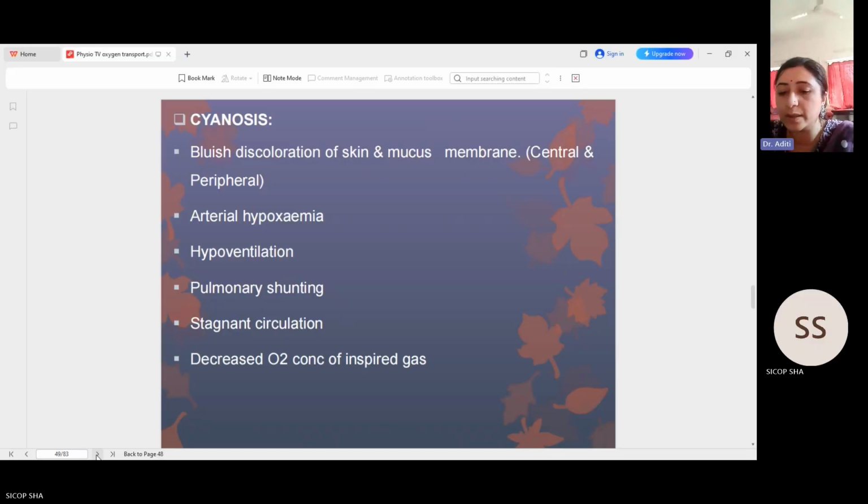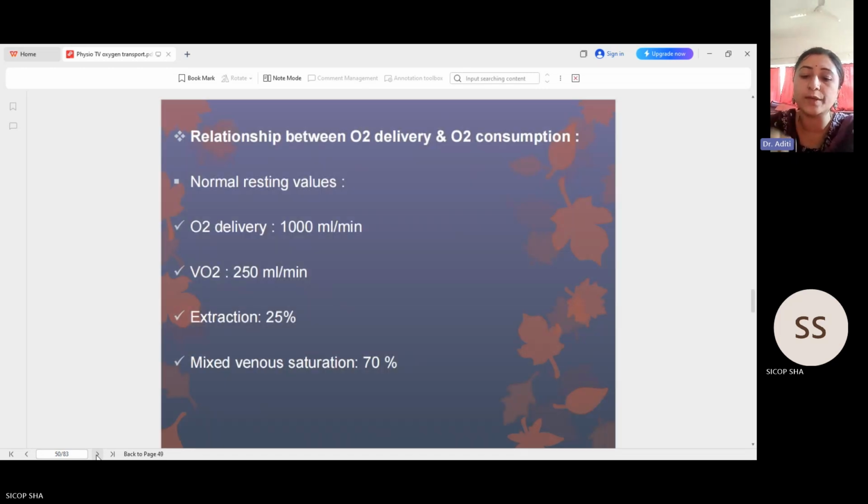Cyanosis is bluish discoloration of the skin and the mucous membrane. Cyanosis again can be central cyanosis or peripheral cyanosis. The reasons could be arterial hypoxemia or hypoventilation, pulmonary shunting, stagnant circulation, which we have seen in detail, and decreased oxygen concentration of inspired gas. So at high altitude, wherein the concentration itself is less, that can also result in cyanosis.